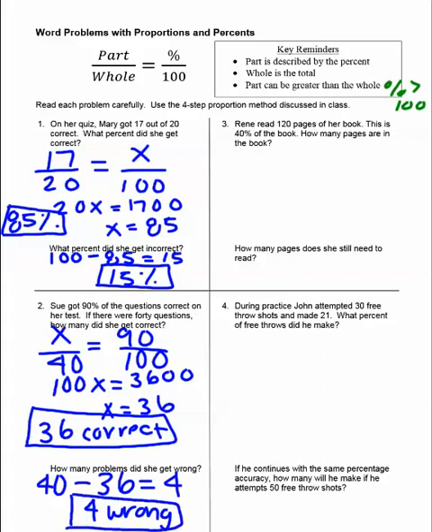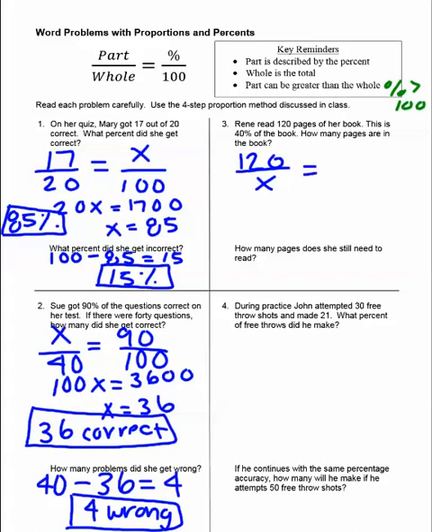All right, let's look at example 3. Renee read 120 pages of her book. This is 40% of the book. How many pages are in the book? Well, we're trying to figure out our total, or in other words, the whole here. So that's what our variable is going to be. X is going to be in the place for whole. We know that the part is 120. That's what she's read so far.